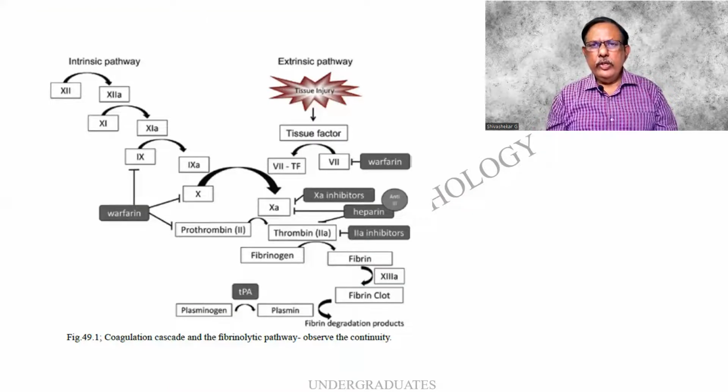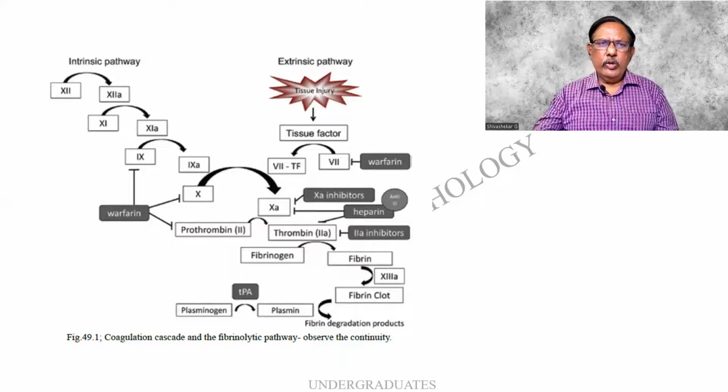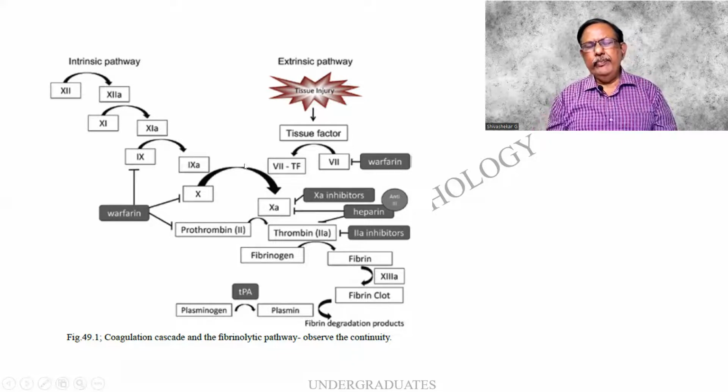This is your age-old friend, the clotting cascade. So in this, you have got the intrinsic pathway and the extrinsic pathway, which you people would have already memorized in physiology, you will be knowing 12, 12A, 11, 11A, 9, 9A, etc. So these are the things.